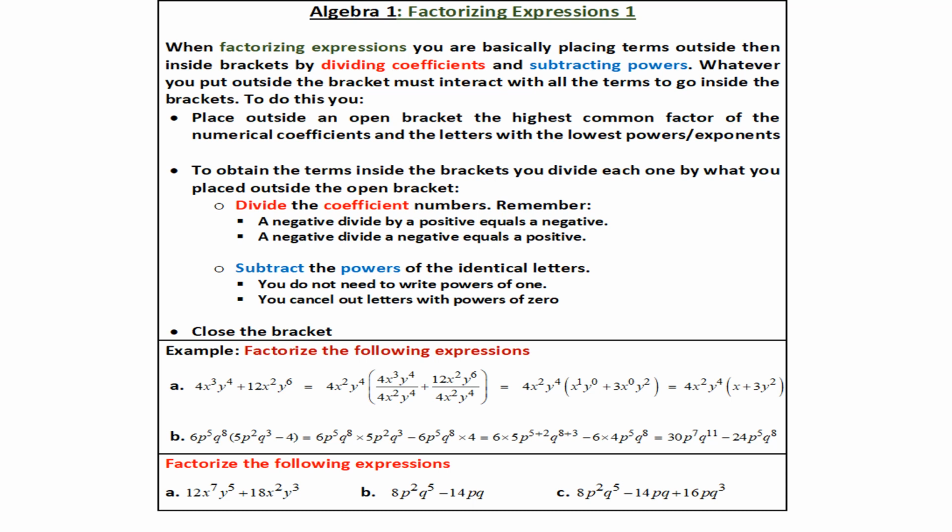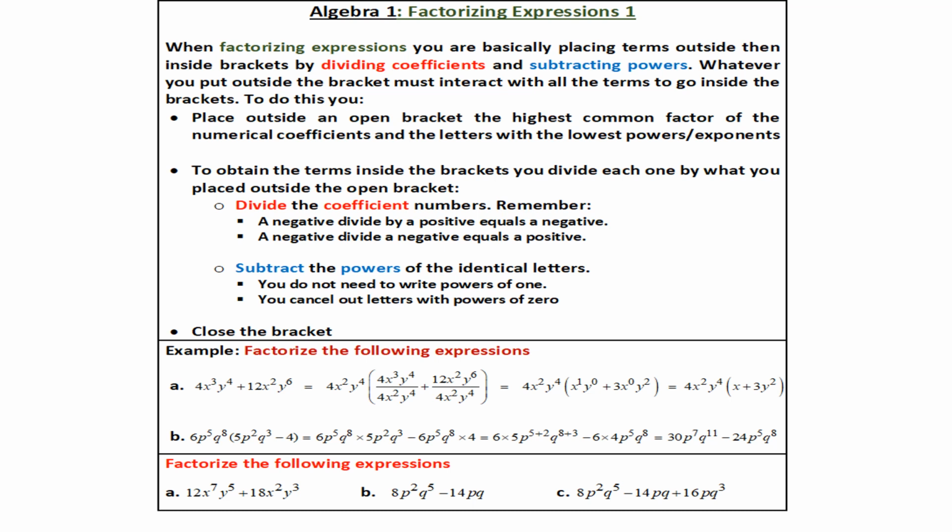Then you subtract the powers of the identical letters. You do not need to write powers of 1. You cancel out letters with powers of 0. So let's go over that again. To obtain the terms inside of the brackets, whatever you put outside of the open bracket, you divide each one by that. Divide each one by what you placed outside the open bracket.